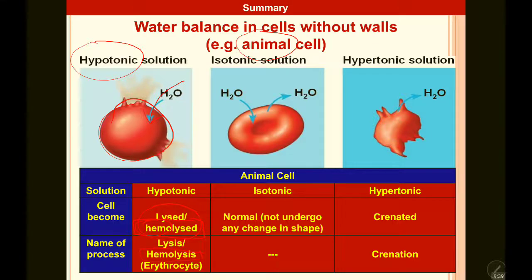When the red blood cell is put in isotonic solution, no net movement of water; the water moving in and out is equivalent. So this cell is just normal, not changed in shape. Normally our red blood cell is placed in isotonic solution inside our body. If the red blood cell is put in hypertonic solution, the water will move out. When too much water moves out, the cell will shrink. So the cell becomes crenated, meaning it shrinks. This process is known as crenation.